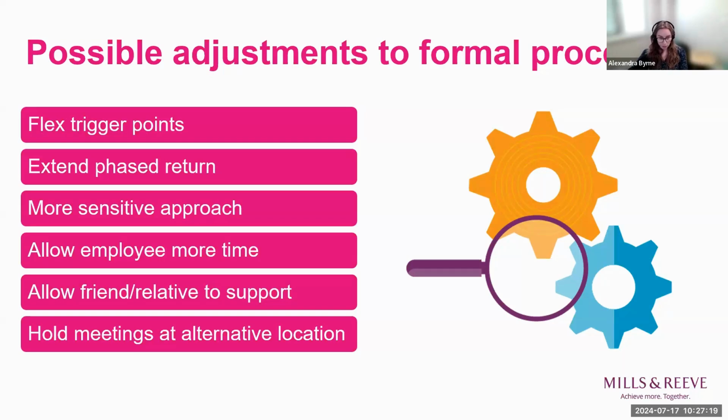Allowing a friend or relative to support them in the meetings rather than the usual trade union representative or a colleague, and then holding meetings at an alternative location, for example, their home or a neutral location. And importantly, you should take any other steps reasonably required to allow the employee to fully participate in the sickness absence process.